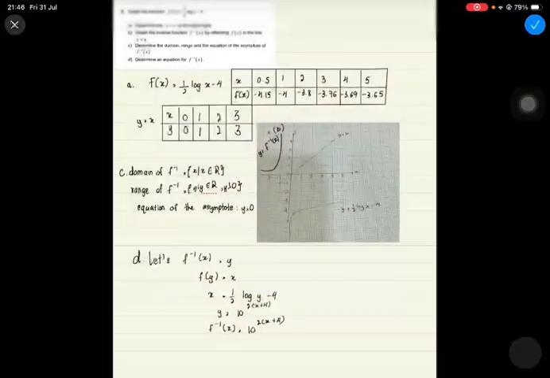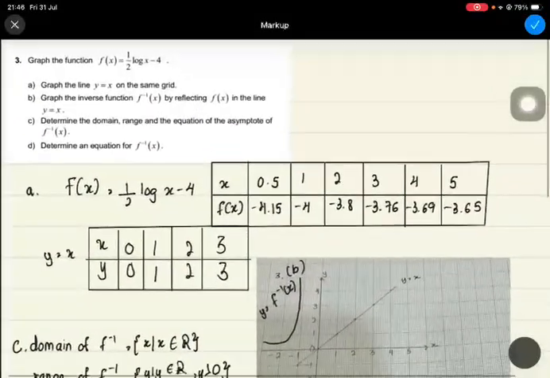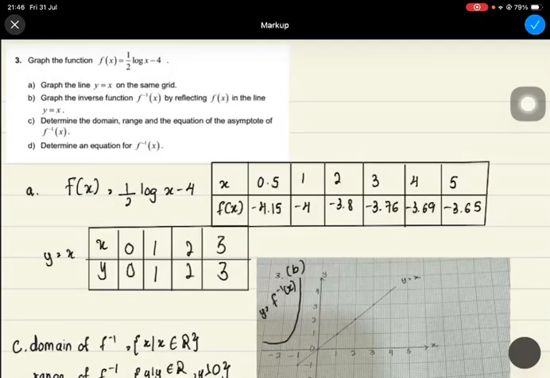Number 3 has 4 questions. Graph the function f(x) equal to 1/2 log x minus 4. For A, graph the line y equal to x on the same grid. For B, graph the inverse function f inverse of x by reflecting f(x) in the line y equal to x. For C, determine the domain and range and the equation of the asymptote of f inverse of x. For D, determine the equation for f inverse of x.